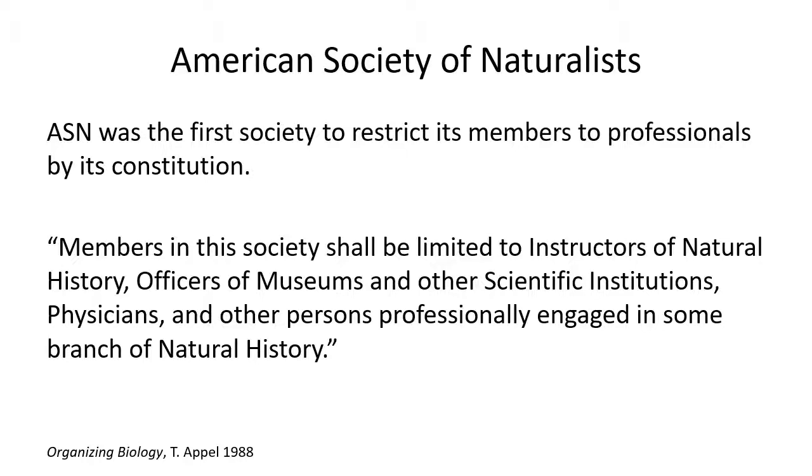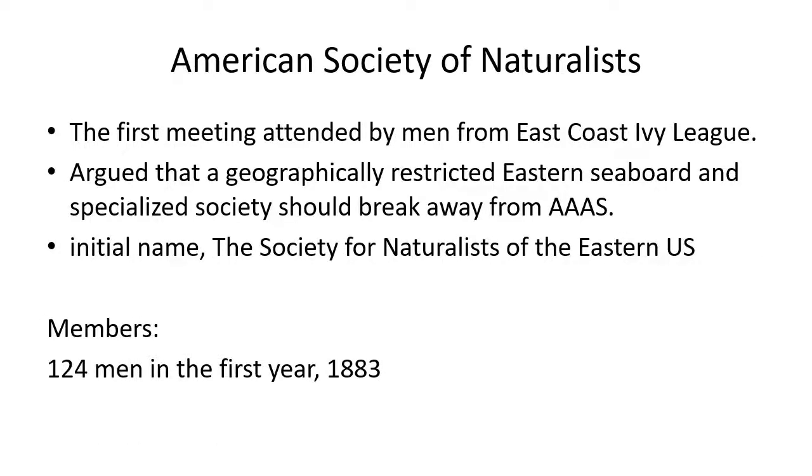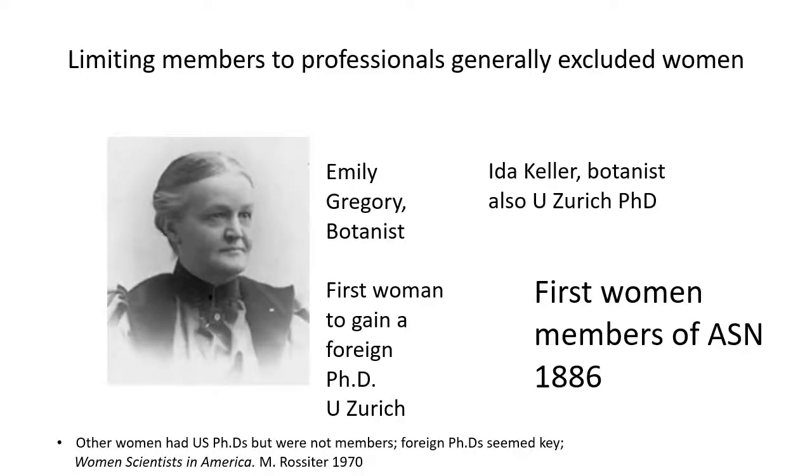So they should be limited to instructors of natural histories, officers of museums, and people generally professionally engaged. The first meeting was attended by 124 men in 1883. And while they started out trying to be this elite Eastern Seaboard kind of society, they rapidly became more broad. So limiting members to professionals generally excluded women, and that may have been the intent.